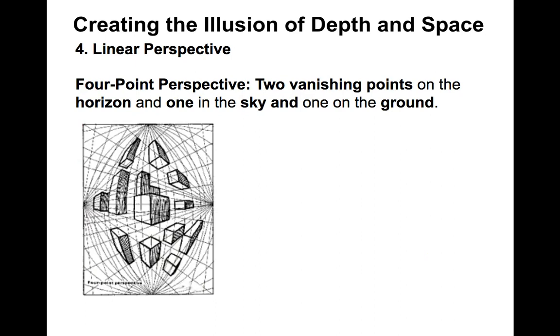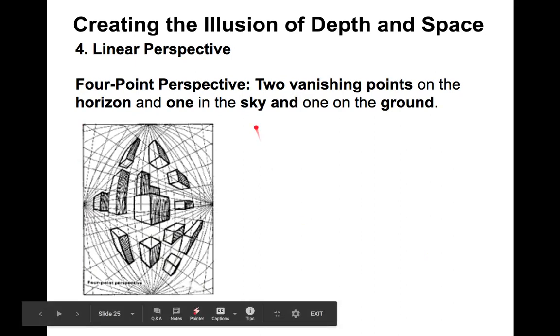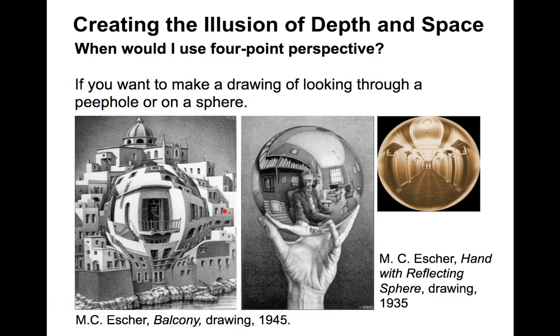4-point perspective means 2 vanishing points above, one above, one below, and 1 left and 1 right. And you would use this when you want to make it look as if you're looking through a peephole, or when you're drawing on a sphere, such as these M.C. Escher drawings here, or looking through this peephole here.